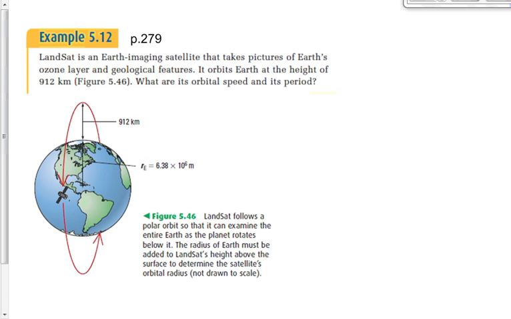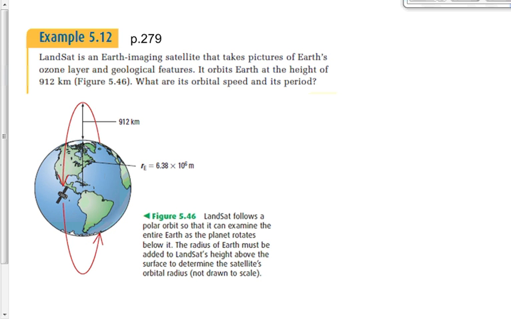Okay, let's do one more example, guys, and then we'll wrap it up for the day here. 15.12 on page 279. It says Landsat is an Earth imaging satellite that takes pictures of the Earth's ozone layer and geological features. It orbits the Earth at a height of 912 kilometers.